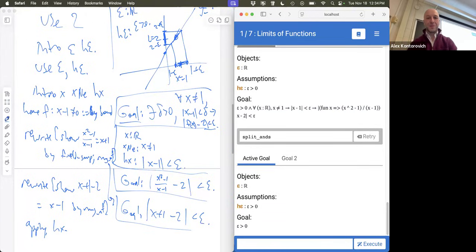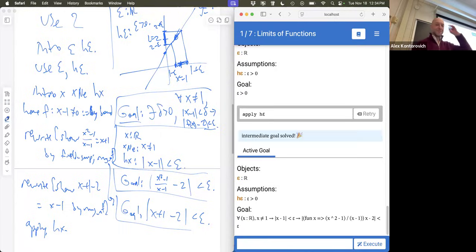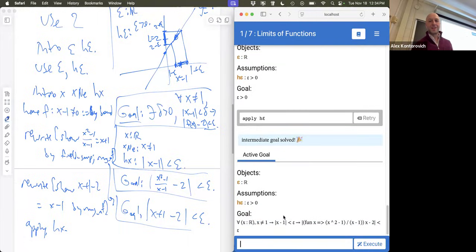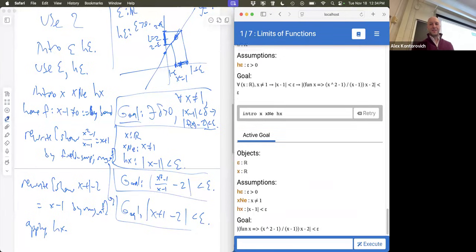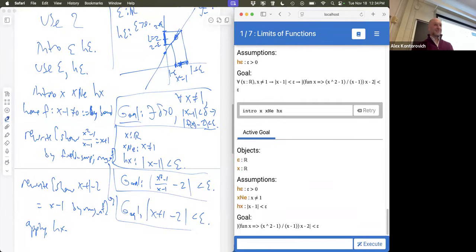And then for the first one, just apply h epsilon. Okay, or you can do them all at once. All right, for all x, as long as x is not equal to 1, and as long as x minus 1 is less than epsilon, something. Intro, x is not equal to, and hx. Now our thing is, oh, this is ugly. Okay, so let's just do a little change.